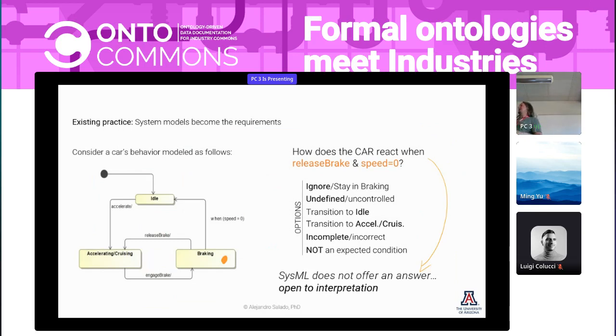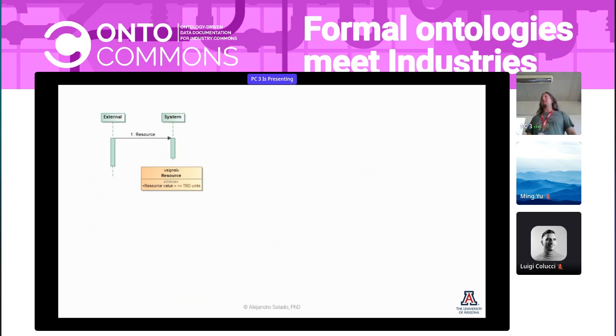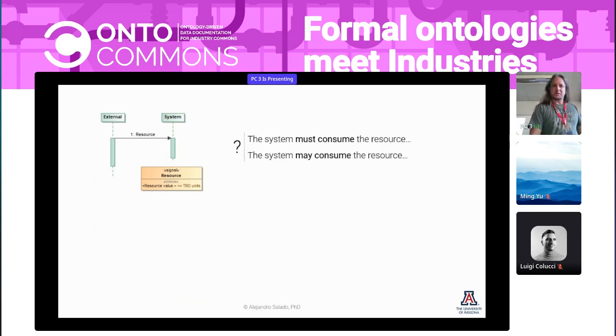This is the current way of thinking. This is SysML version 2. It's okay, you can just tag something and say that's a requirement. And I can do a test and I can show a very simple sequence diagram, and I guess you will understand that. And if I want to use it as a requirement, my question is, does that mean that the system must consume that resource, or that the system may consume that resource?